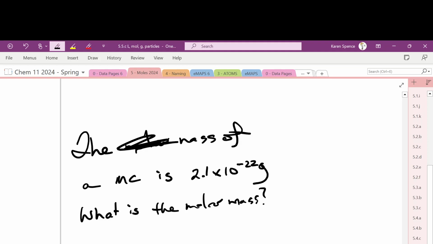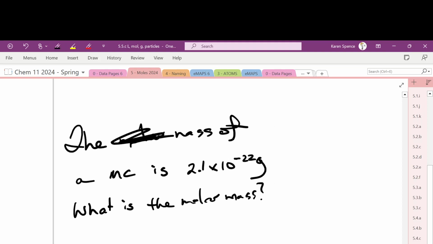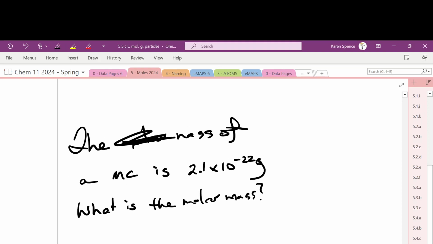Please let me know if you can't read any of that. That's a bunch of chicken scratches there is what that is. The mass of a molecule is 2.1 times 10 to the negative 22 grams. What is the molar mass? Try it.